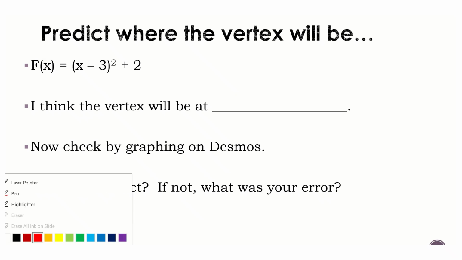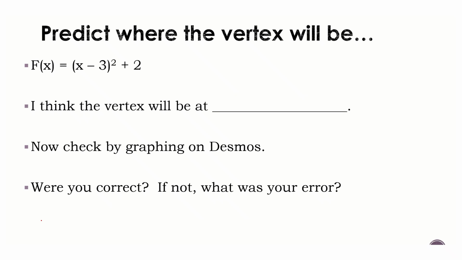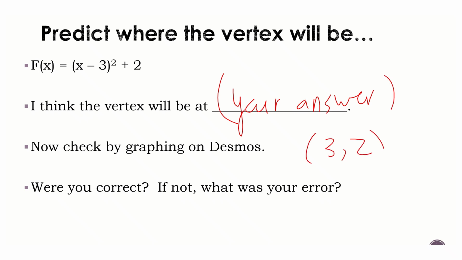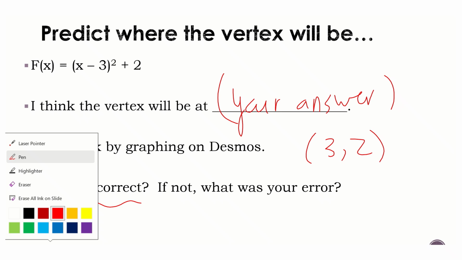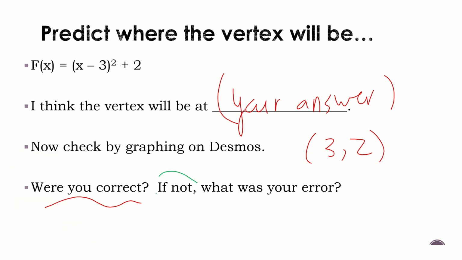And what I want you to do right here is a little bit of reflection. You have your answer right here, whatever your answer is. And the right answer was the point (3, 2). So were you correct? If you were, yay, that's awesome. We love to be correct. But if not, what was your error?